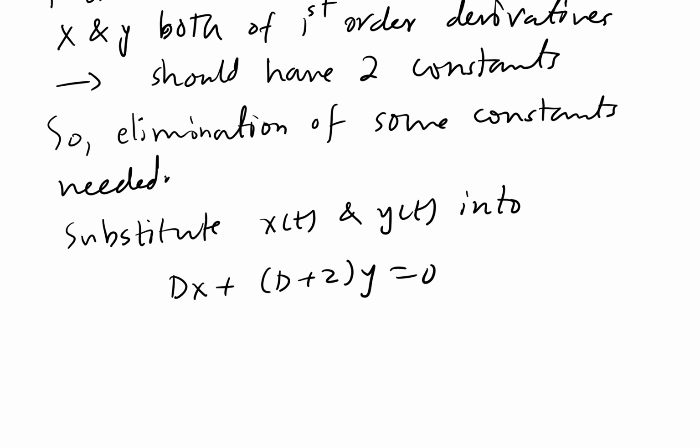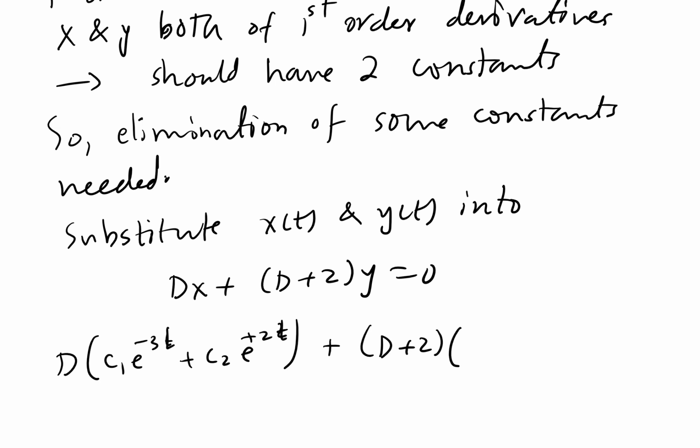If you look back at x, we can substitute it here, which is C1 e to the negative 3t plus C2 e to the 2t, plus (D plus 2), and y is C3 e to the negative 3t plus C4 e to the 2t, equals 0.